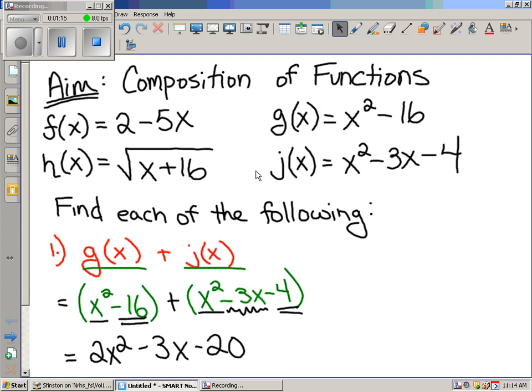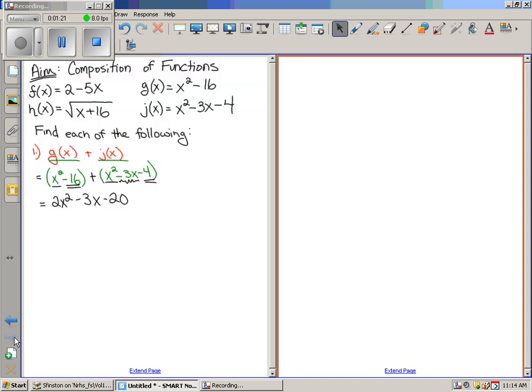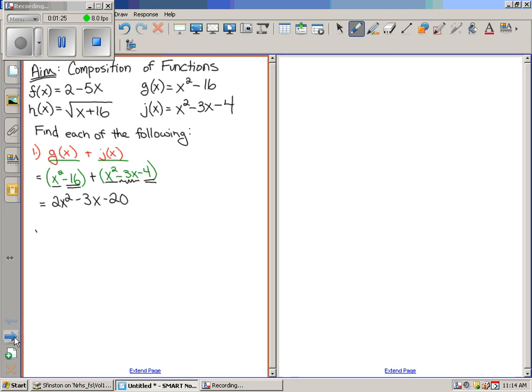Final answer. Hold on. Let's go dual screen. And then so my final answer is going to be that g of x plus j of x equals 2x squared minus 3x minus 20.